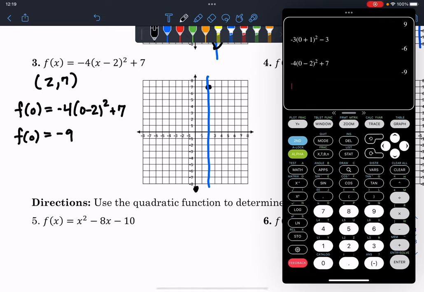And again, because of the symmetry, since this point is 2 units away from the axis of symmetry, count them 1, 2, that means that on the other side of the axis of symmetry, 2 units to the right of this axis, there has to be another point. So we're going to graph our parabola again like this.